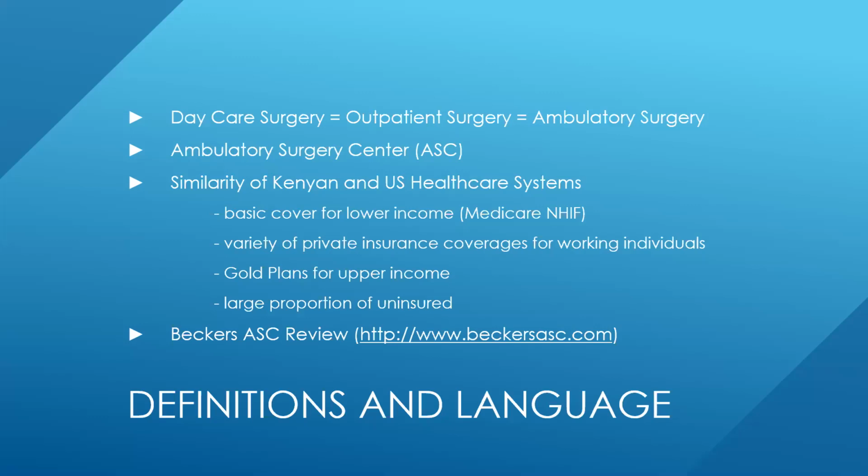You have a variety of private insurance coverages for working individuals. You have gold plans for upper income individuals, and a relatively large proportion of uninsured people. This affects when you're thinking about starting an outpatient surgical facility, because these are the majority of your payers. And so you have to be aware that you have to balance these things and negotiate with a variety of different insurance formats.